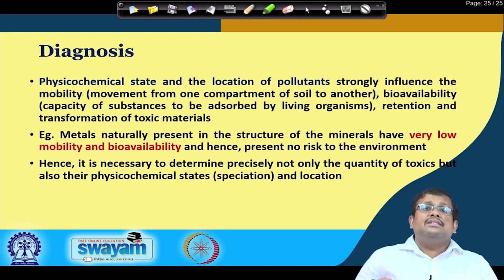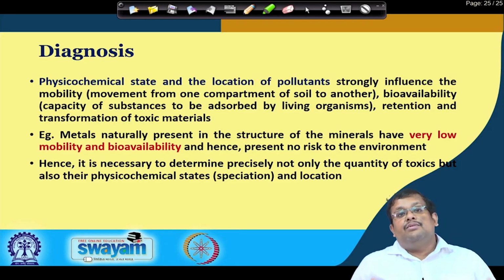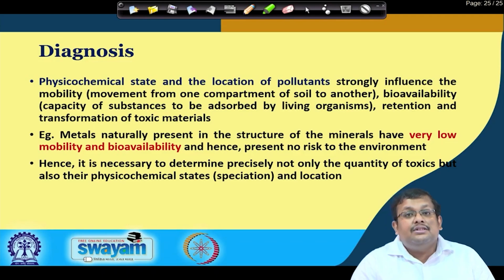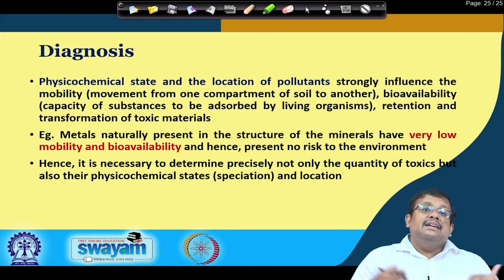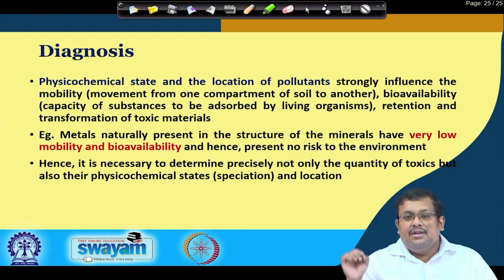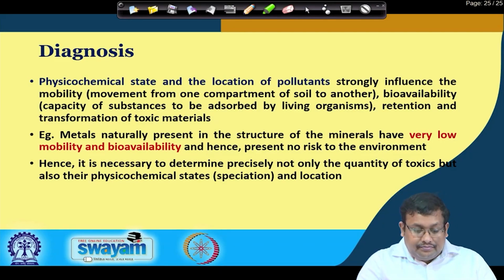Now, the physiochemical state and location of the pollutant strongly influence the mobility, retention and transformation of toxic metals. For example, metal naturally present in the structure of a mineral has very low mobility and bioavailability, and hence presents no risk in the environment. Hence, it is necessary to determine precisely not only the quantity of the toxic, but also their physiochemical state and location, where they actually belong, to identify whether they are producing any threat or not.